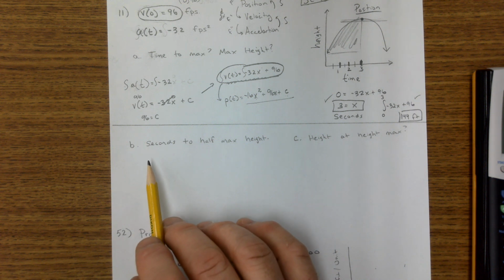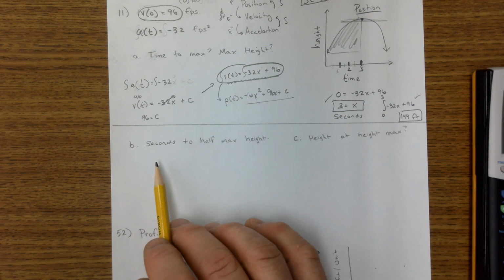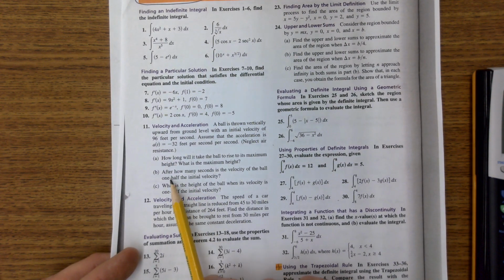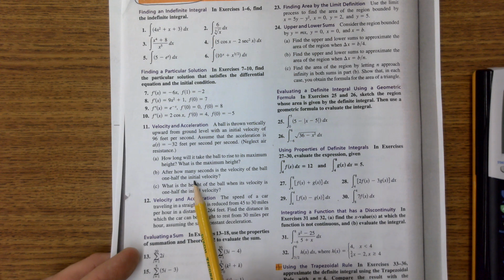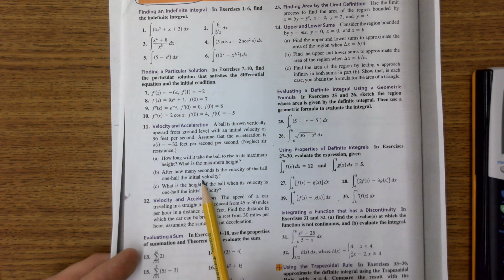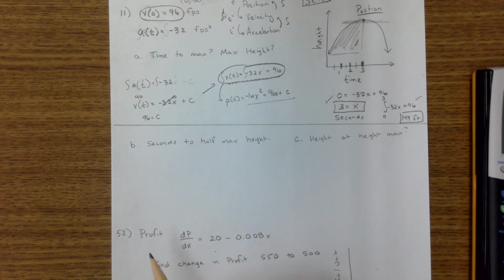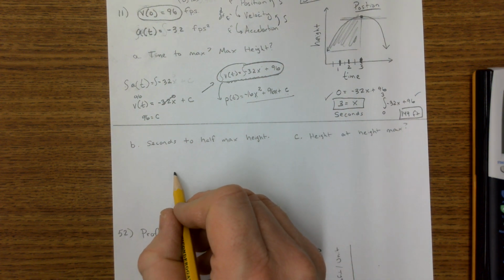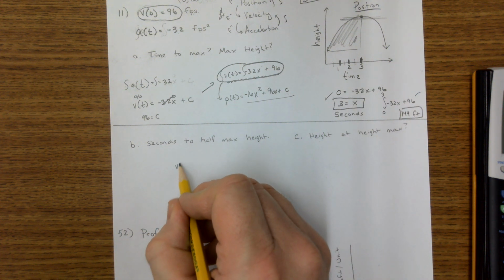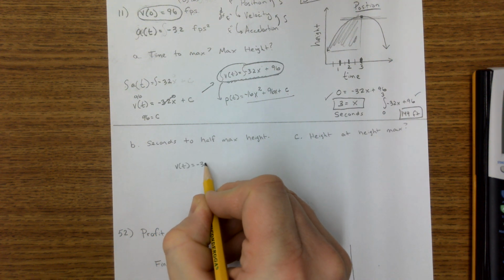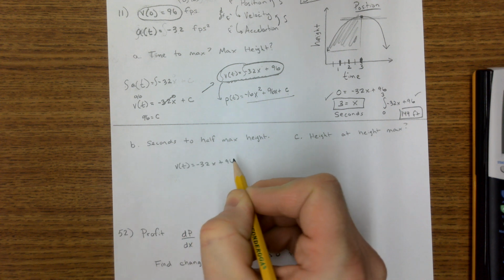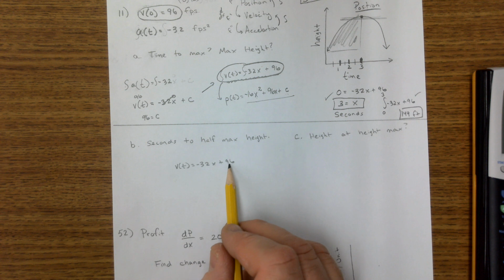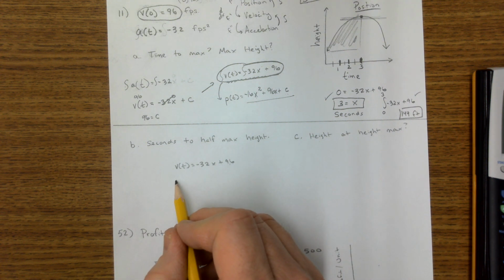All right, well, problem B. After how many seconds is the velocity of the ball 1/2 the initial velocity? So after how many seconds? Well, let's see here. If we want to go halfway, here's our velocity equation. Velocity of time is equal to negative 32x plus 96. And we want 1/2 the initial velocity. So we want half of this. So I just put 48 over there.